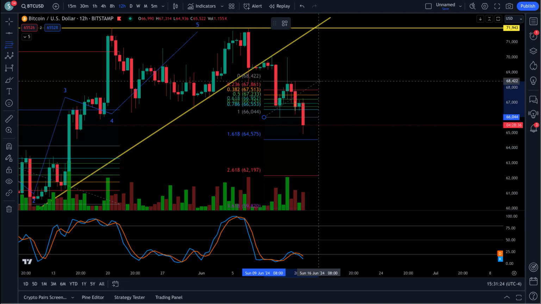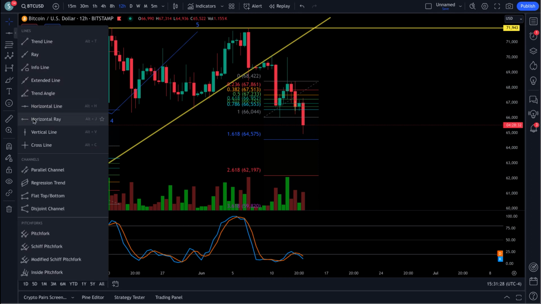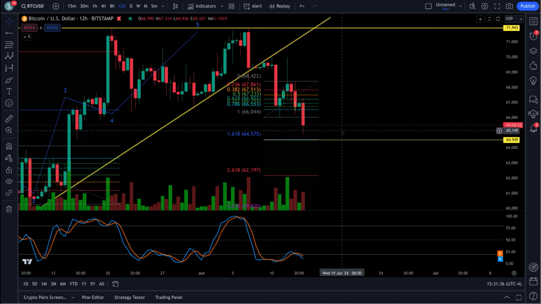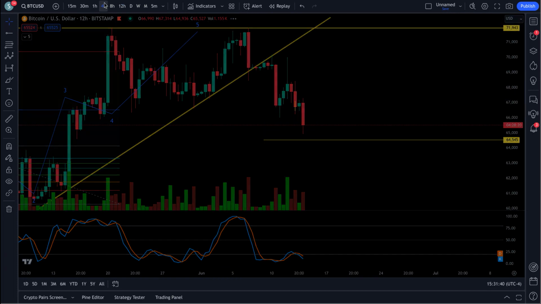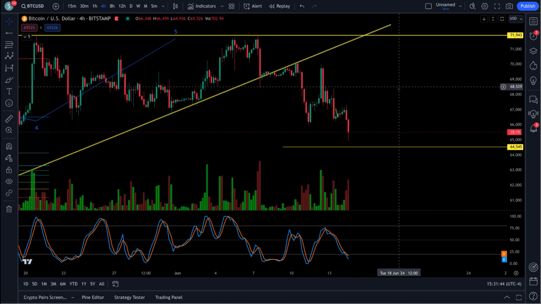back up to the reversal. We put a line here. Now there should also be an ABC inside of this. Let's get this on here right about there. Get this off here. Let's go in on a 4-hour time frame and take a look at what we got here.